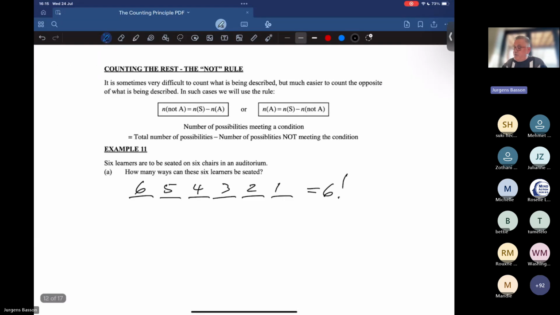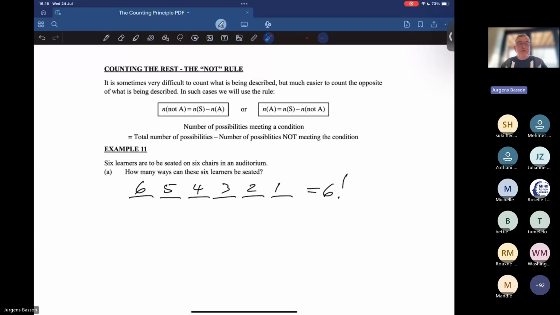And I'm going to just take you back to this one. Maybe this one will be applicable. The n of not seated together is equal to the n of s, that's the 6 factorial, minus the n of a seated together. Now, if you think about it, if you know how many ways they are seated together and you subtract it from the total, then you agree what is left is they are not seated together.